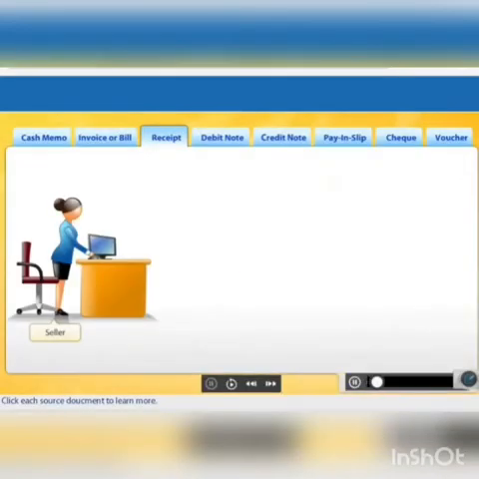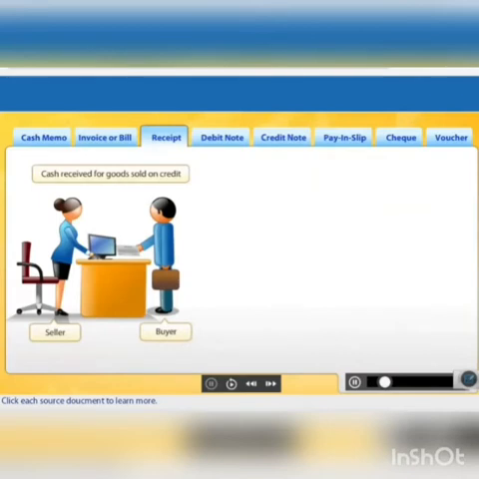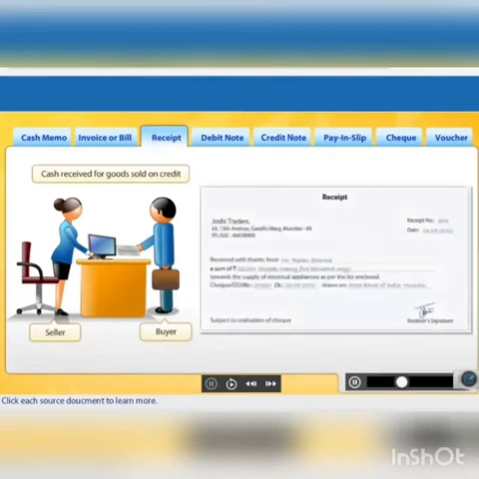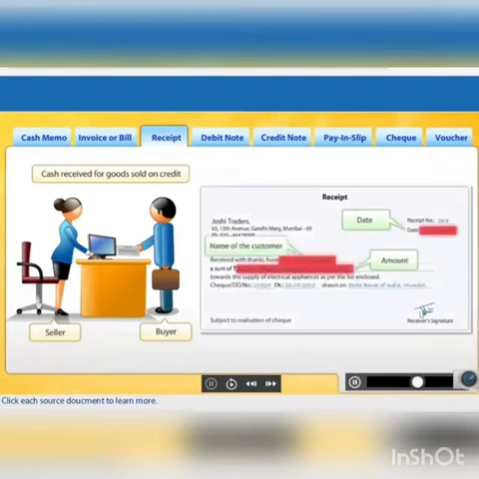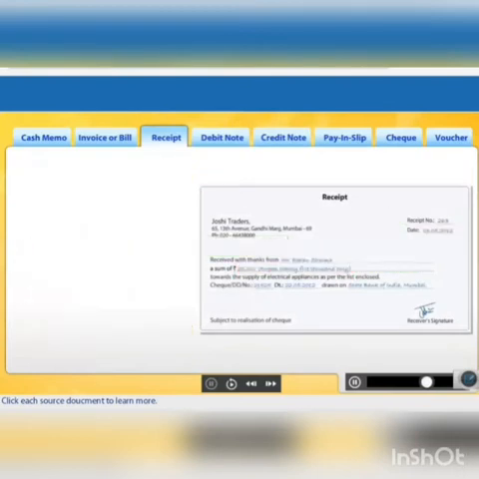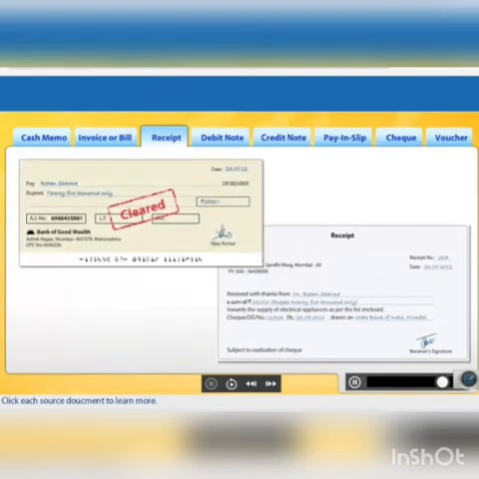A receipt is a written acknowledgement of the money received from a customer who had purchased goods on credit. It contains the date, amount, and the name of the customer. It is important to note that in the case of a check payment, the receipt becomes valid only after the realization of the check.